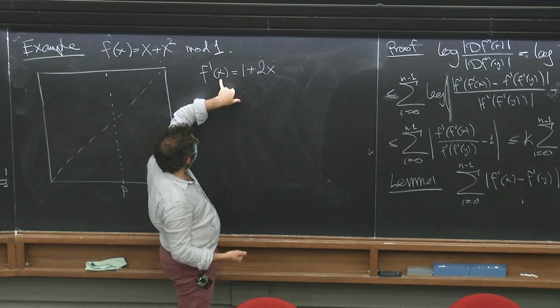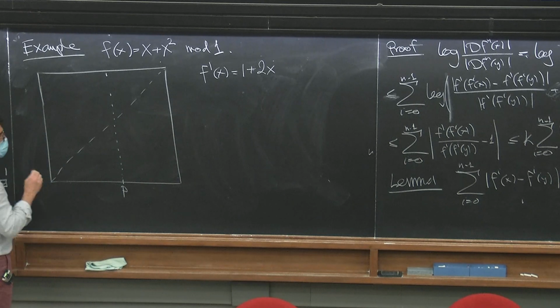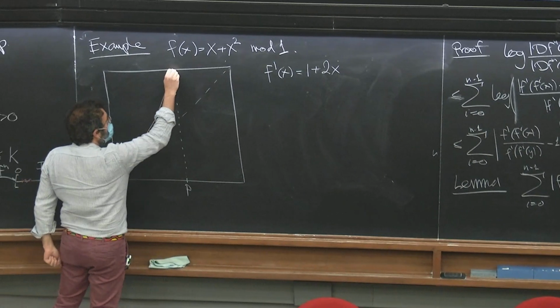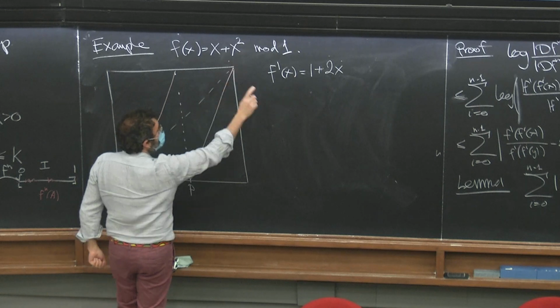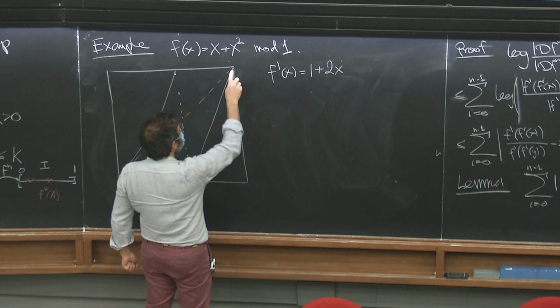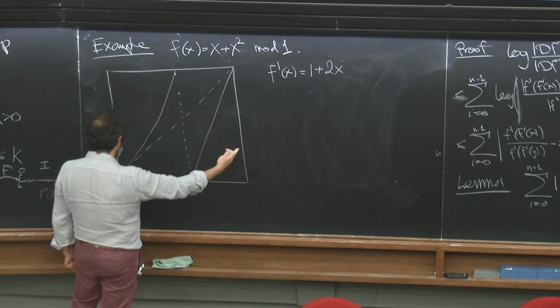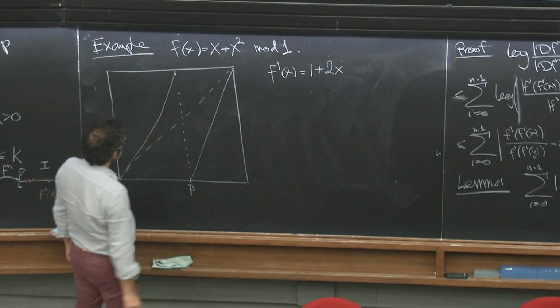At the point 0, sorry, when x is equal to 0, the derivative is 1, right? The derivative is something like this. When x equals 1, the derivative is 3, right? So the derivative is monotonically increasing between 1 and 3 here.